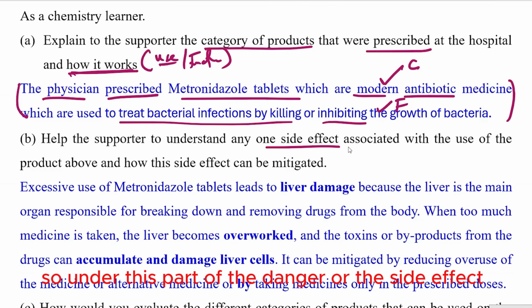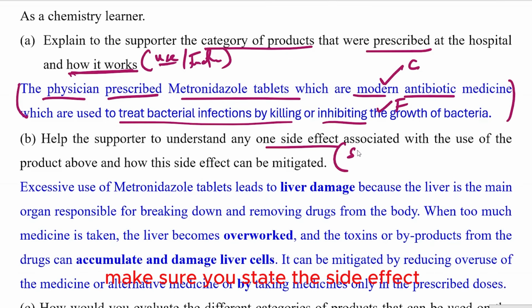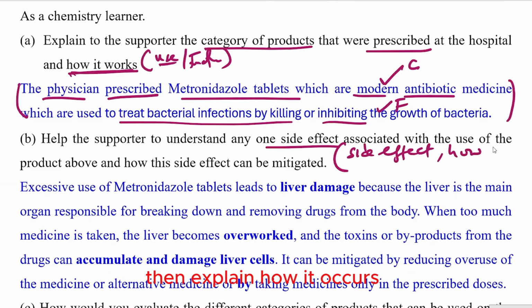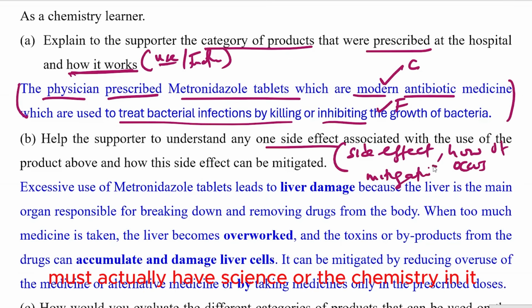So under this part of the danger or the side effect, make sure you state the side effect, then explain how it occurs, how the side effect occurs. Don't just put any other explanation. Then the mitigation. How it occurs must actually have science or the chemistry in it.